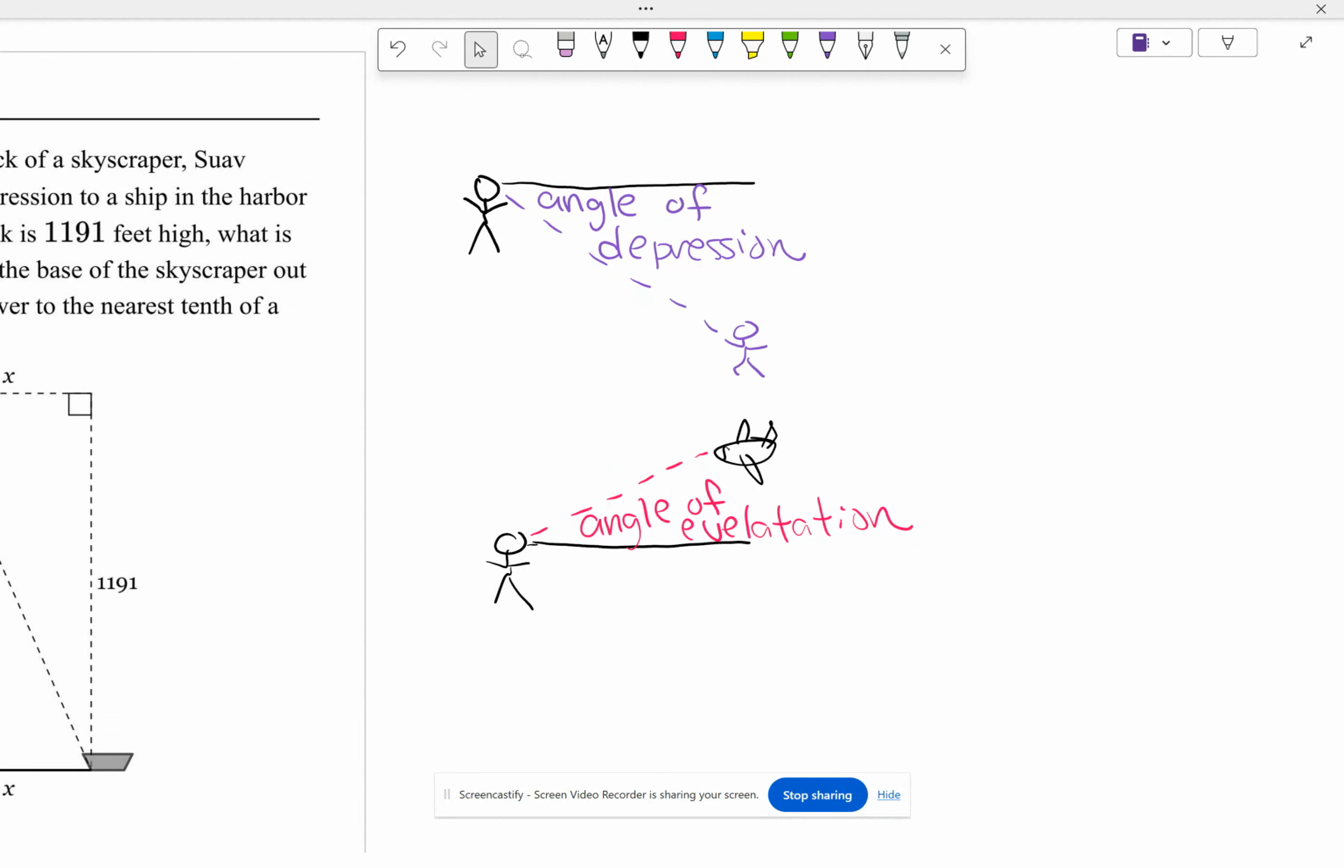And one of them is the angle of depression. One of them is the angle of elevation. All right. Angle of elevation.